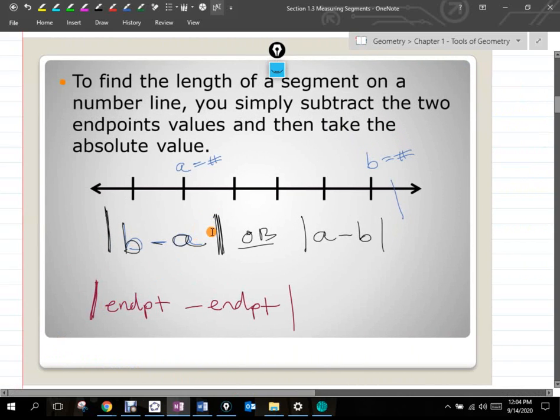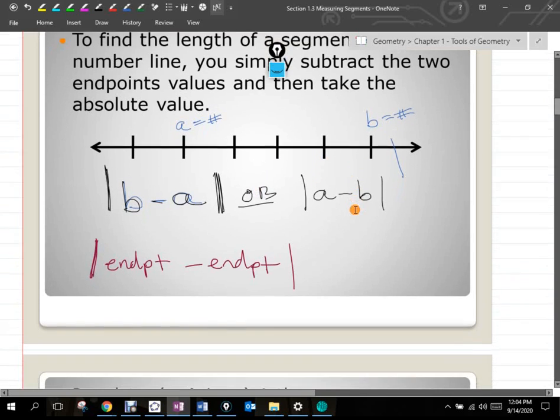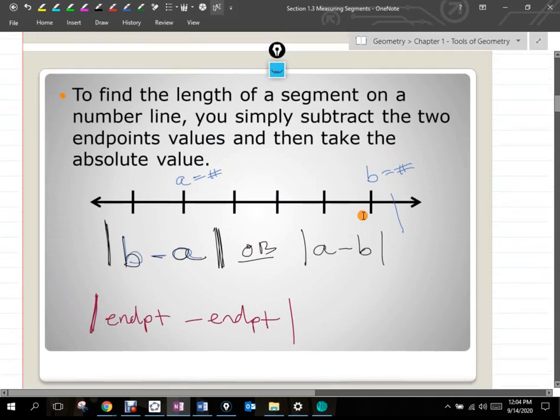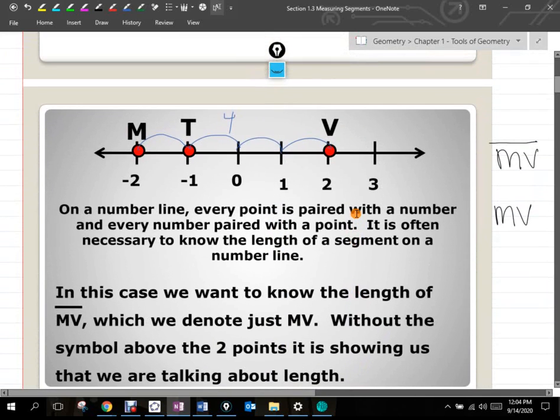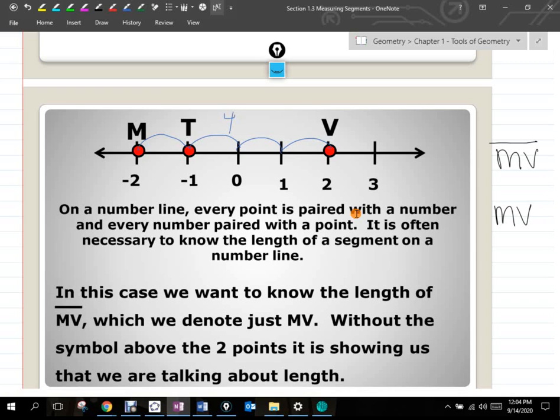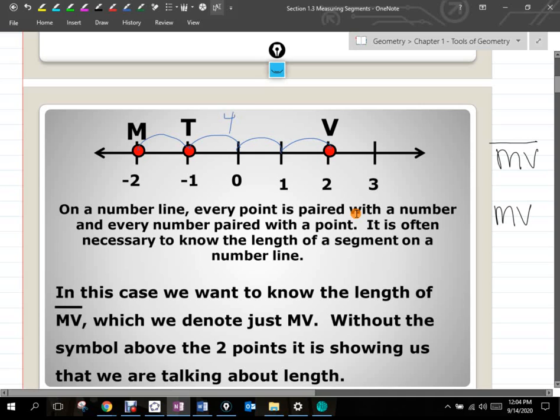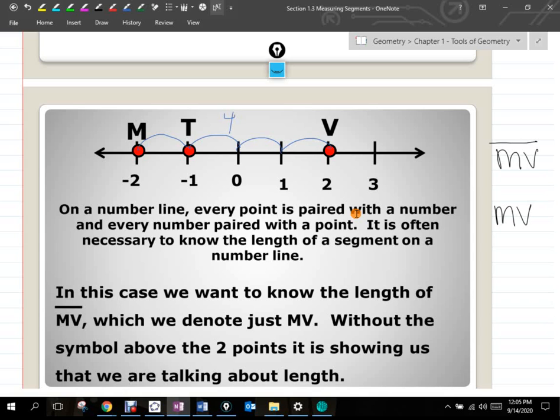So our number line is going to allow us to do that measuring, and we're just going to subtract the two quantities that we see as endpoints. So when I'm up here, how can I get 4 when I want to find the length of MV? Can I take 2 minus negative 2? What's 2 minus negative 2? 4. Does it matter the order I go? Can I go negative 2 minus 2? What's negative 2 minus 2? Negative 4, but I'm going to take the absolute value because it's going to be a distance, right? Does it still give me positive 4?